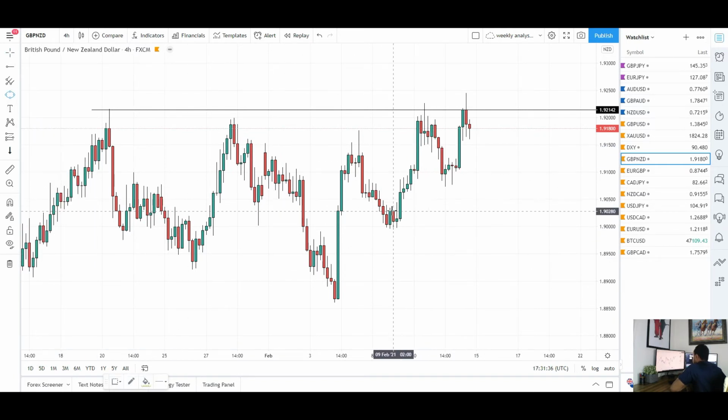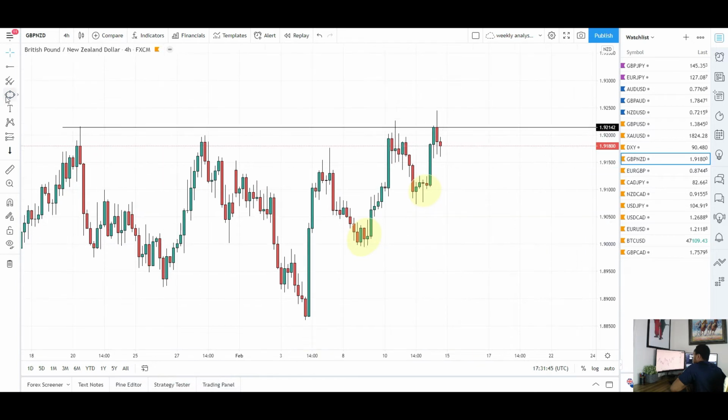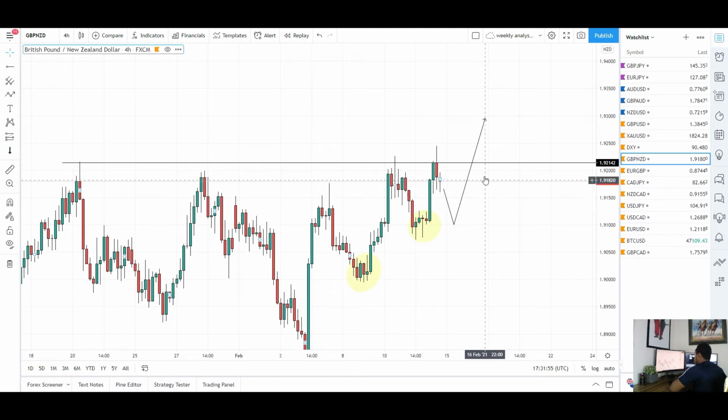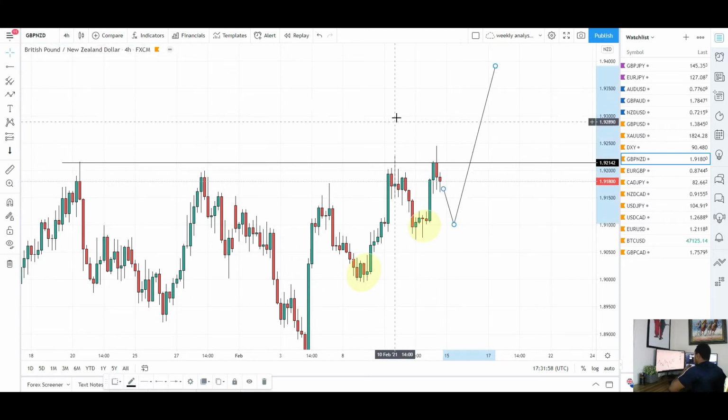So again, if I circle these areas, you can see we are making some higher lows here in the market. That's a higher low there. There's now another higher low. So I think we could be seeing price maybe coming back, tapping into this area here in the market, and then seeing a breakout to the upside, taking out this really strong resistance, and seeing price really pushing to the upside, maybe all the way up to 1.94.